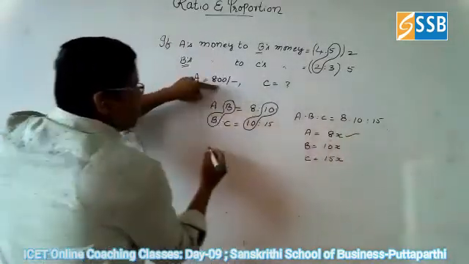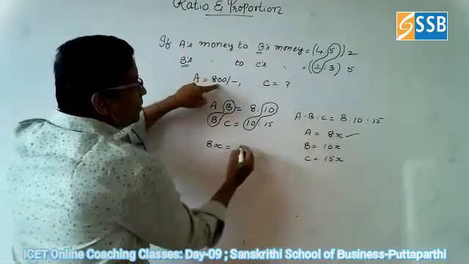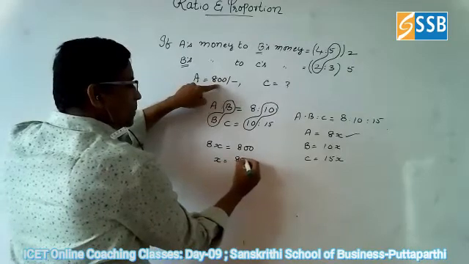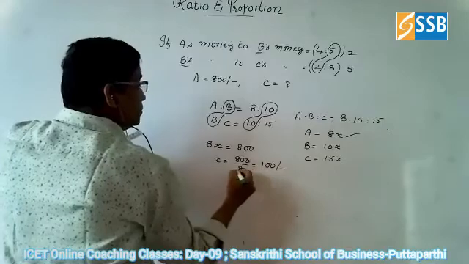So A's part is how much? According to our assumption, 8x. According to the problem, it is 800. So x is equal to 800 by 8, that is equal to 100. x is equal to 100.